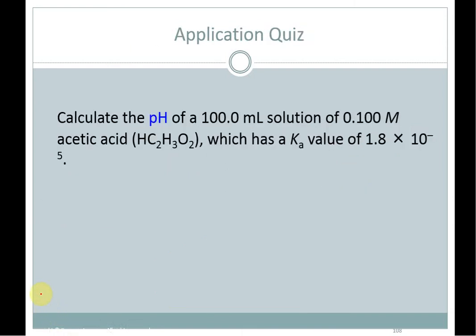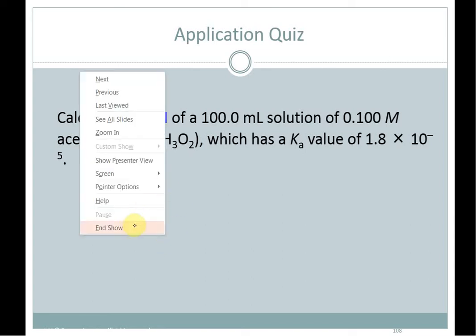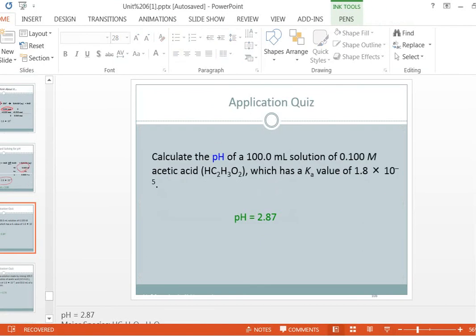Now, calculate the pH of a solution where you have 100 mL of 0.1 molar acetic acid and a Ka value of 1.8 times 10 to the minus 5.